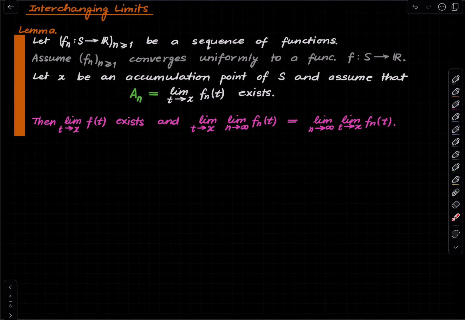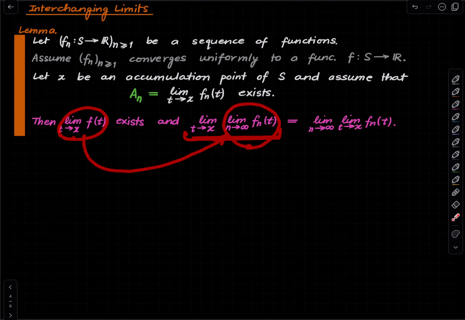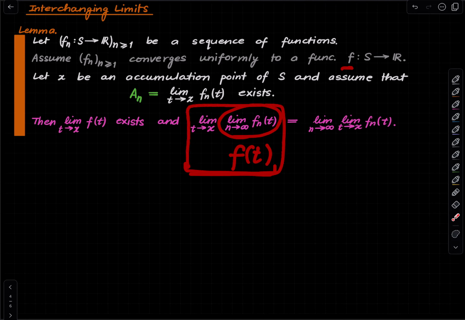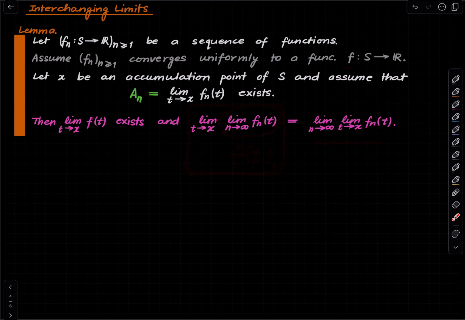So this limit is the same as that limit, right? Because this is precisely f of t. The sequence of functions converges uniformly to the function f, and hence in particular pointwise. So this is nothing but f of t, and we are saying that this limit exists and is equal to that, which is really a statement about interchanging limits.